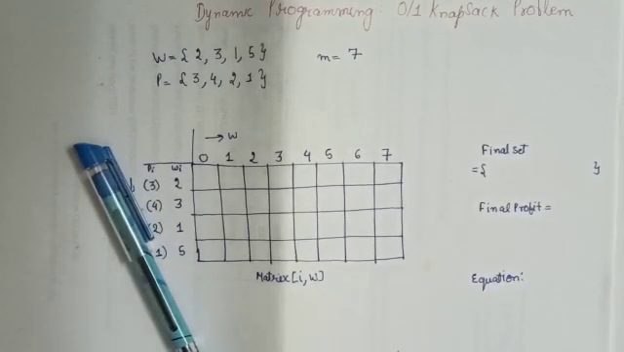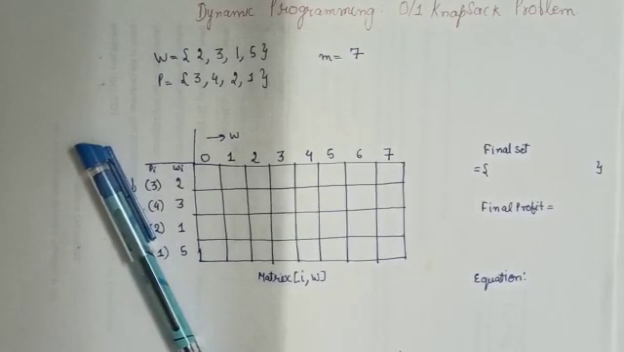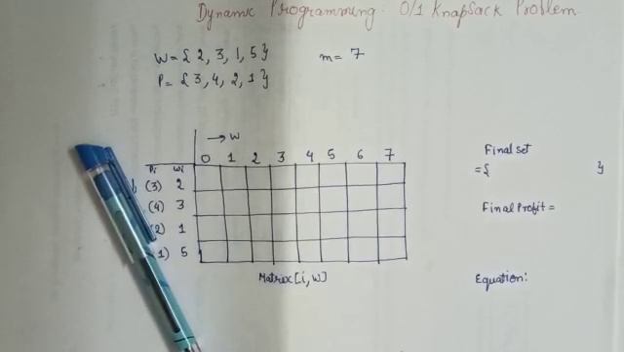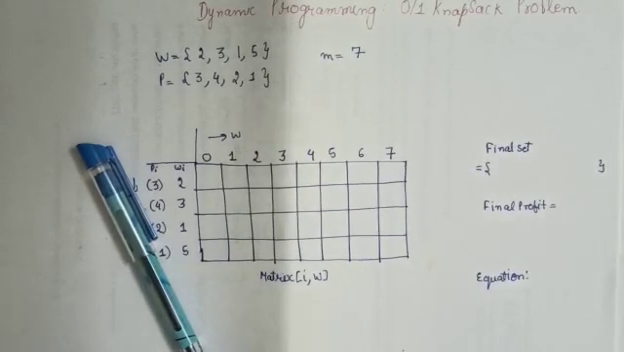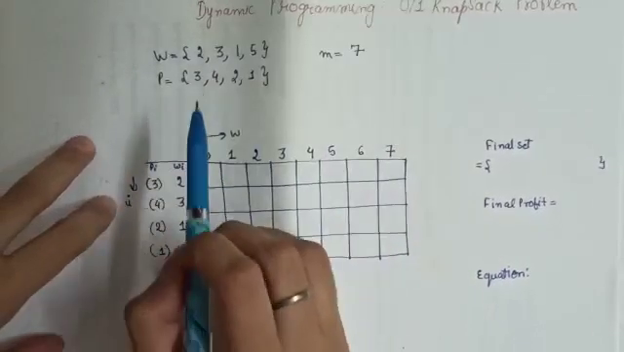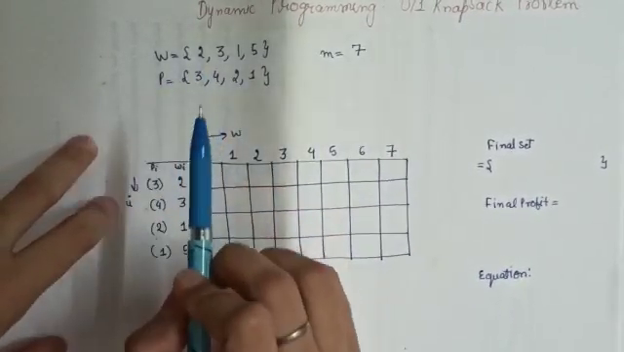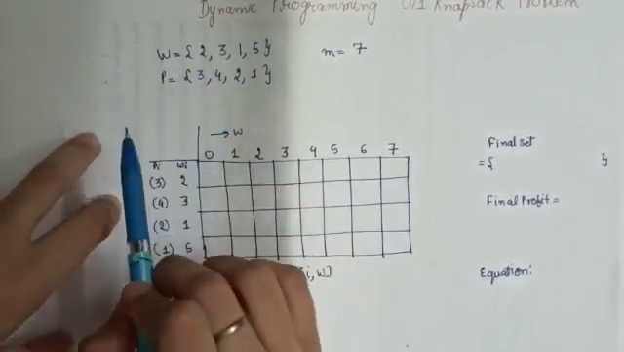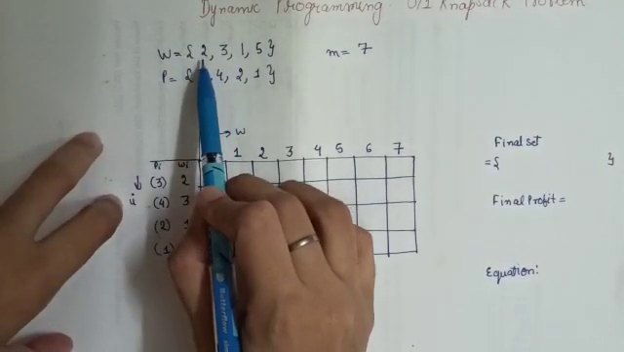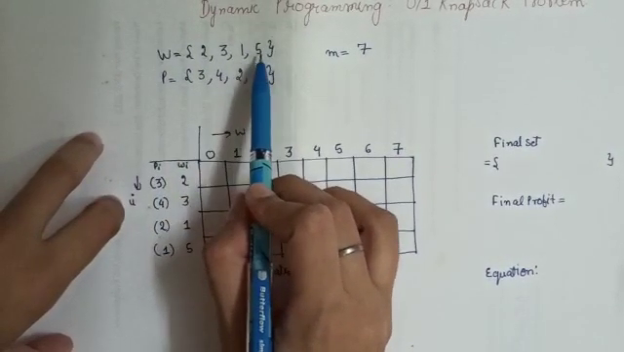Hi friends, today we will be discussing the 0/1 knapsack problem of dynamic programming. So friends, what is the knapsack problem? We have different items of different weights. Here we have 4 items: items of weight 2, weight 3, weight 1 and weight 5.